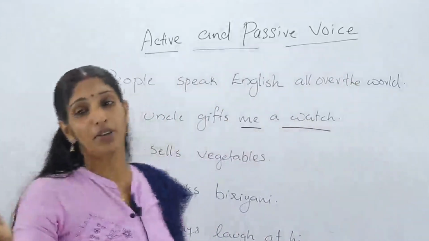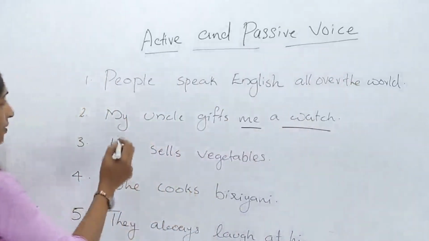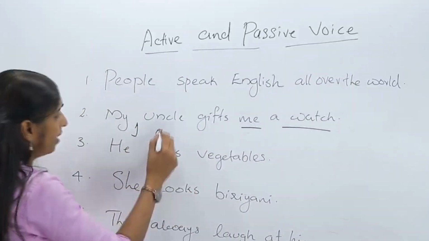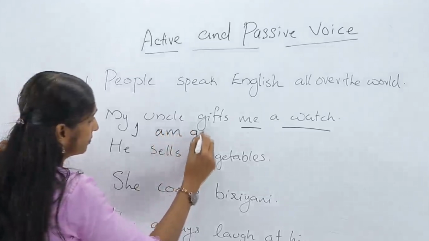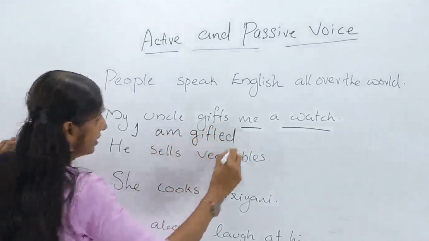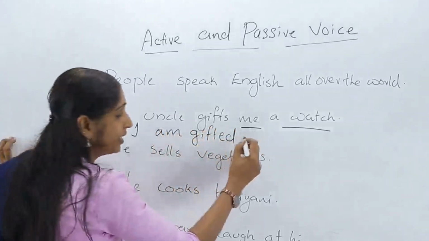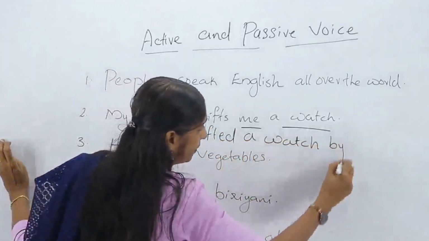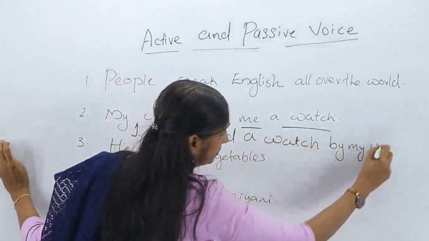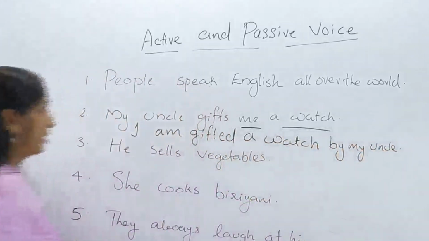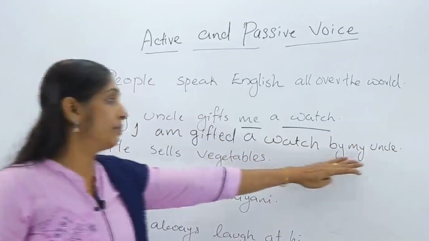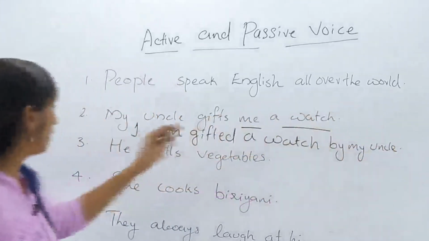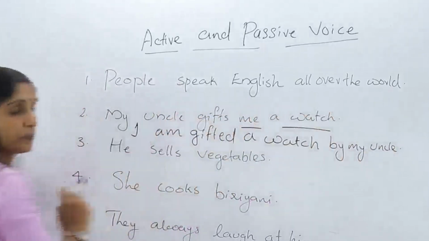Okay. Read out your answer. Okay. Very good. I am gifted a watch by my uncle. By my uncle. I am gifted a watch by my uncle. Is it clear? Here we have started with the subject me.